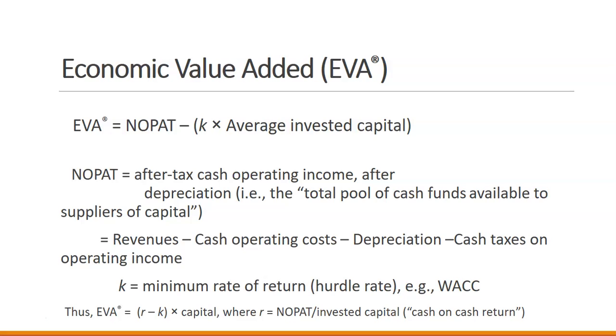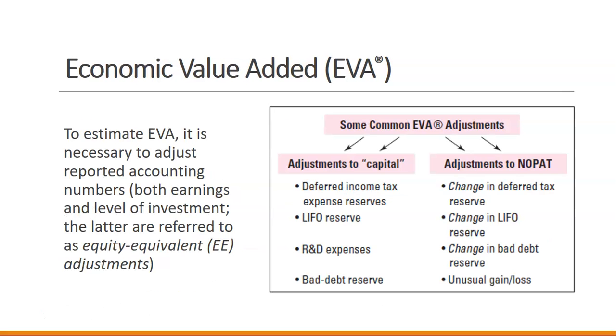When we're calculating the economic value added, we take our after-tax cash operating income after depreciation. So our total pool of cash funds available to suppliers of capital. And then we have our revenues minus our cash operating costs minus depreciation minus cash taxes on operating income. K is our minimum rate of return, which can also be called hurdle rate, weighted average cost of capital, discount rate. So we're going to look at this.